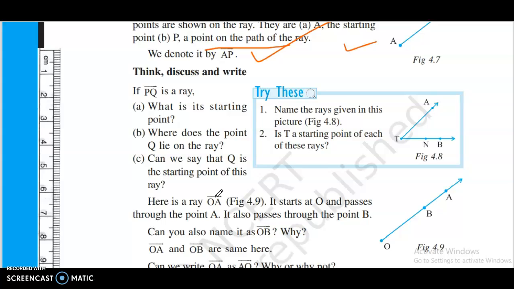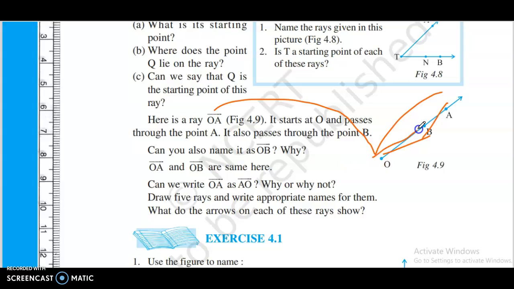Here is a ray OA, figure 4.9. It starts at O and passes through the point A. It also passes through the point B. Can you also name it OB? OA and OB are the same here. Can you write AO for OA or not?